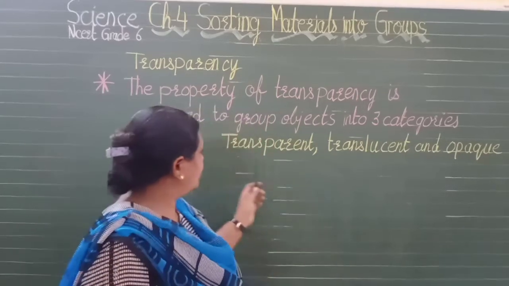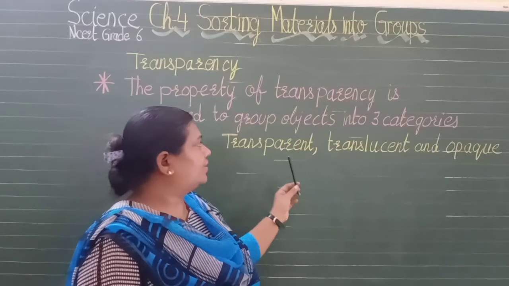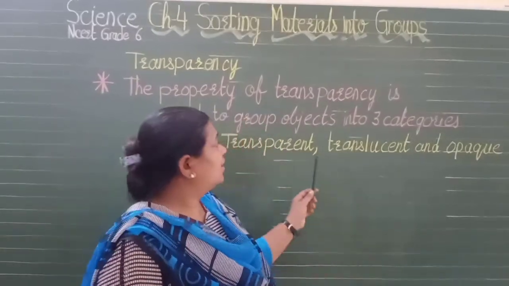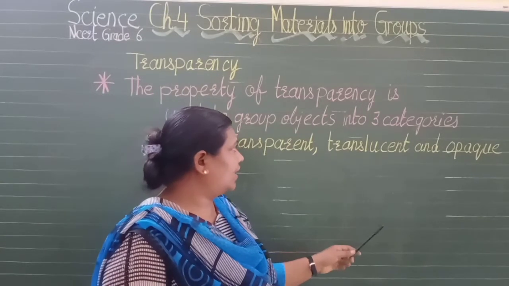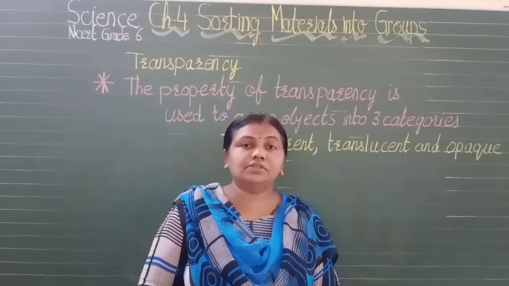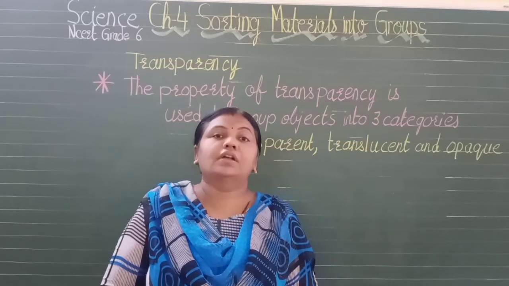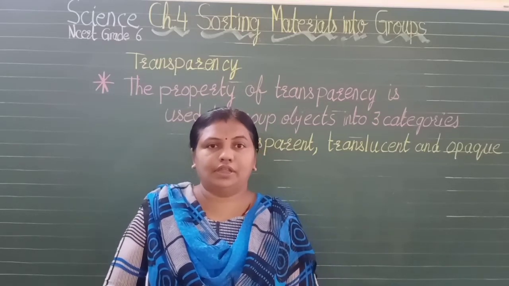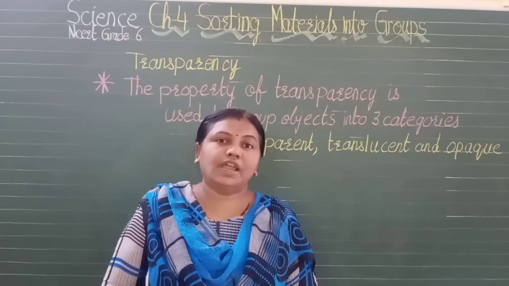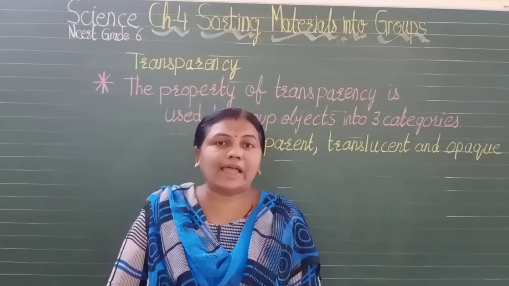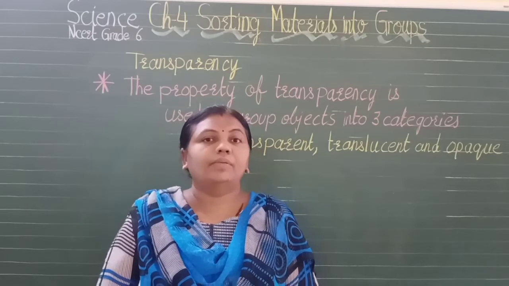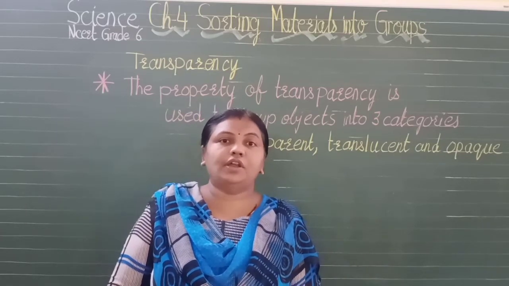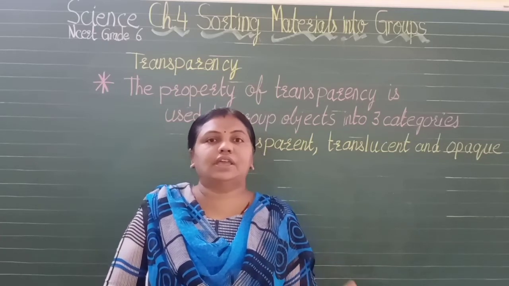Now you are clear with the word transparent. Our next category is translucent. Translucent means things are seen somewhat, partially, not clearly. Suppose a shadow is there, or some glasses are also translucent, which means you can see that something is out there, but you cannot find out clearly what it is.